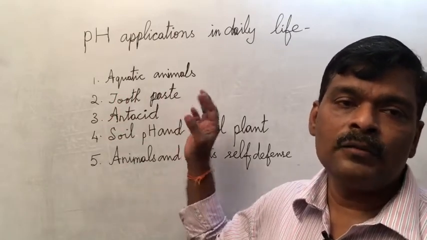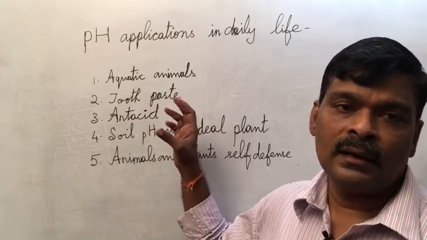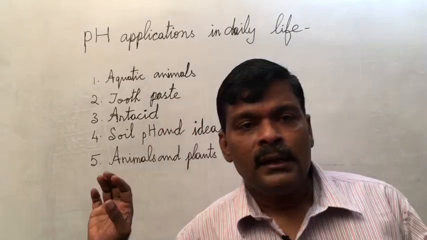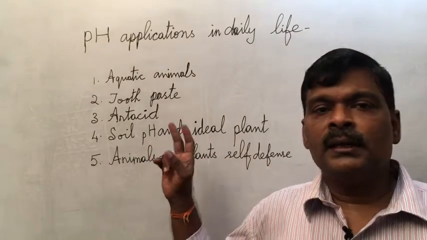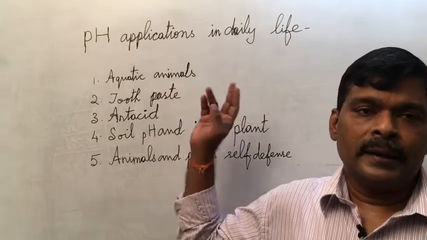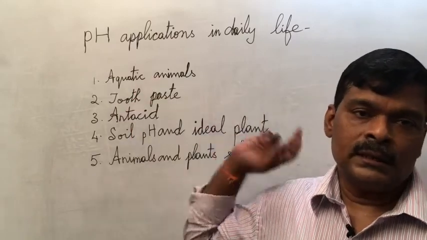If the pH is less than 5.5, like when acid rain falls and mixes with the aquatic water, then they cannot survive. They will suffer and they may die because of that acidic condition.